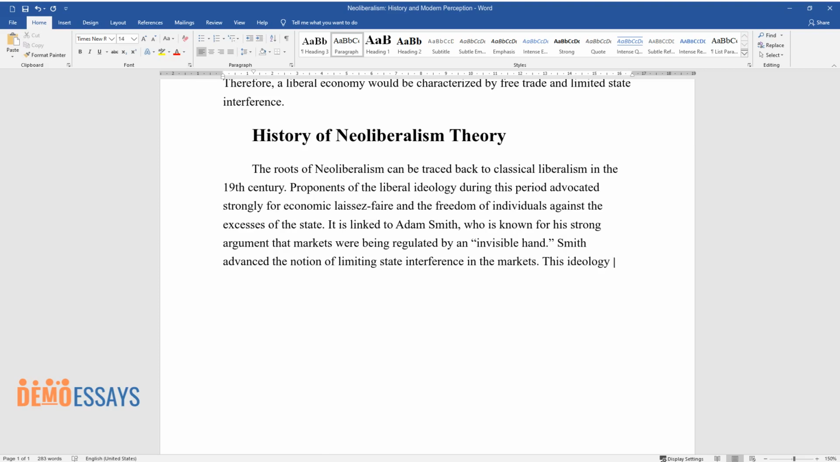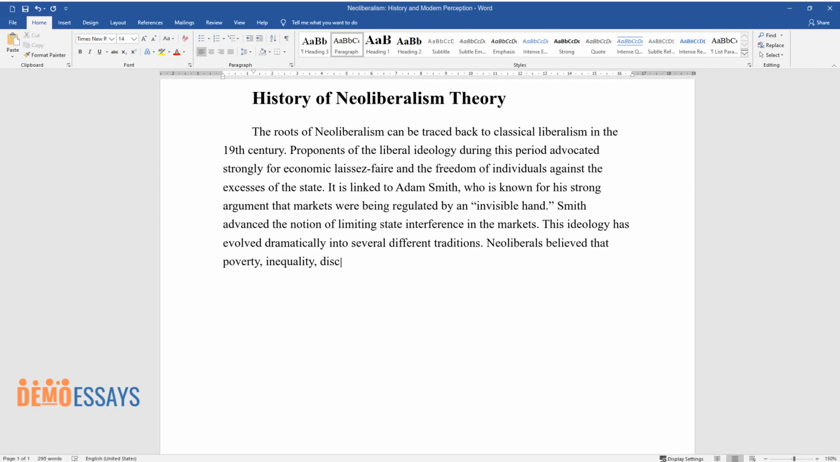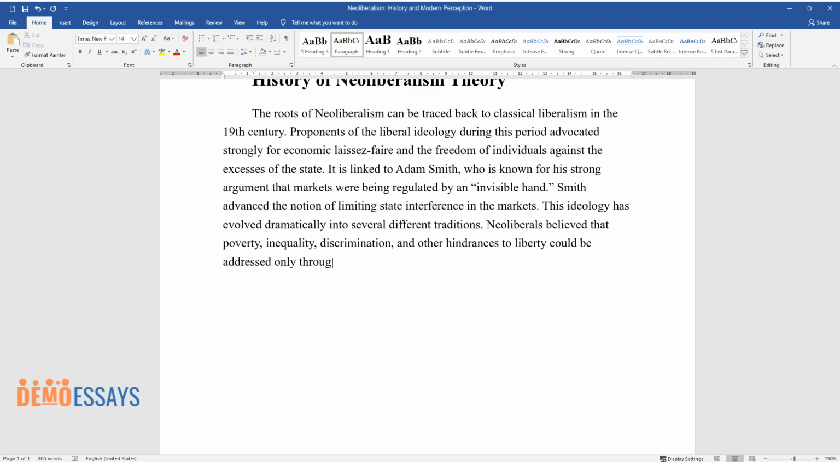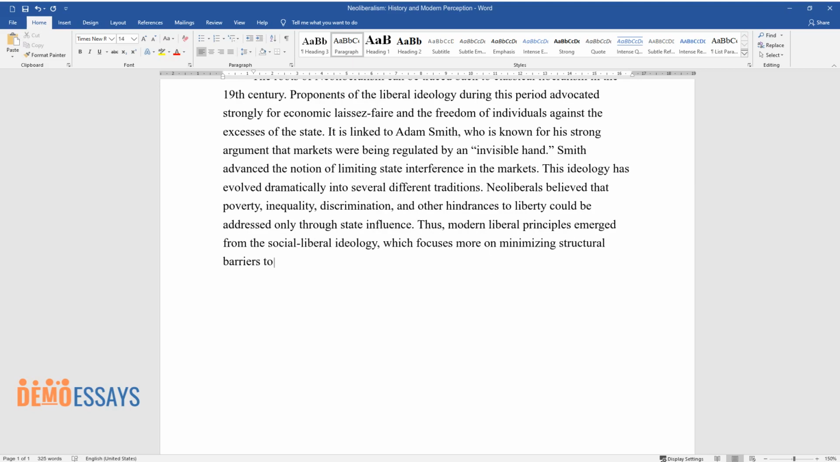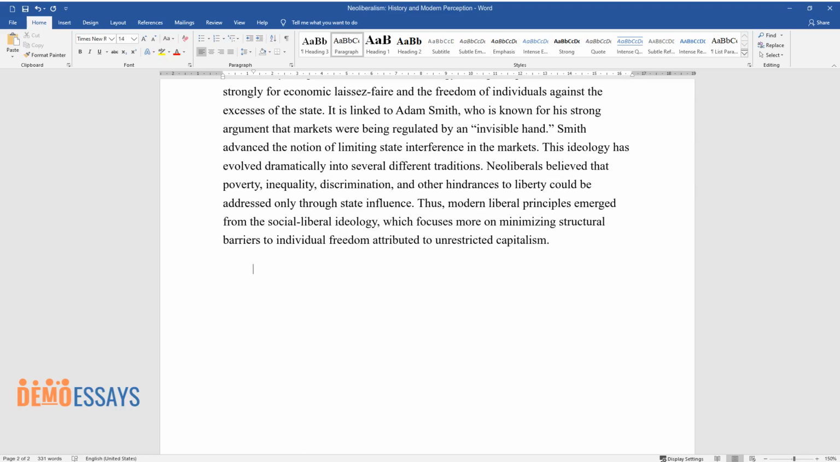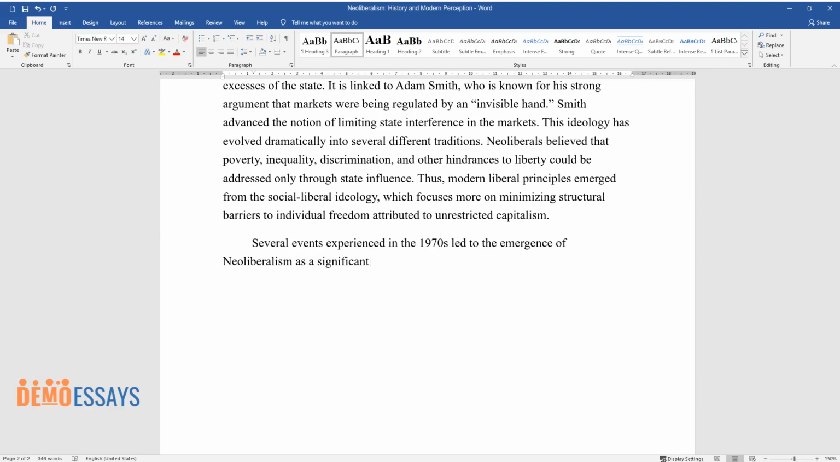Smith advanced the notion of limiting state interference in the markets. This ideology has evolved dramatically into several different traditions. Neoliberals believed that poverty, inequality, discrimination, and other hindrances to liberty could be addressed only through state influence. Thus, modern liberal principles emerged from the social liberal ideology, which focuses more on minimizing structural barriers to individual freedom attributed to unrestricted capitalism.